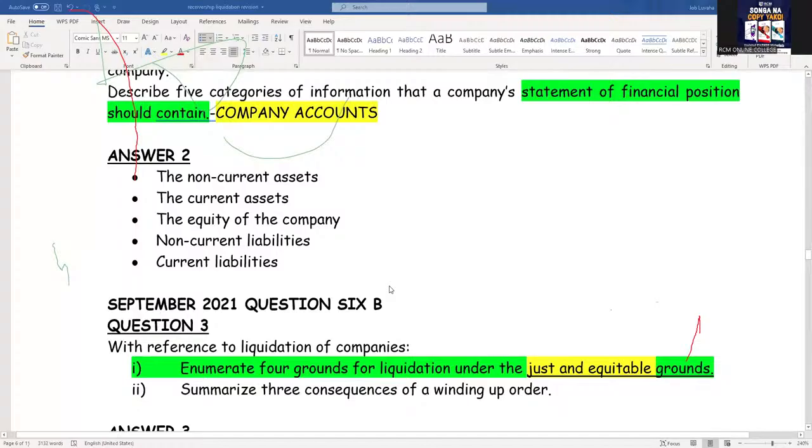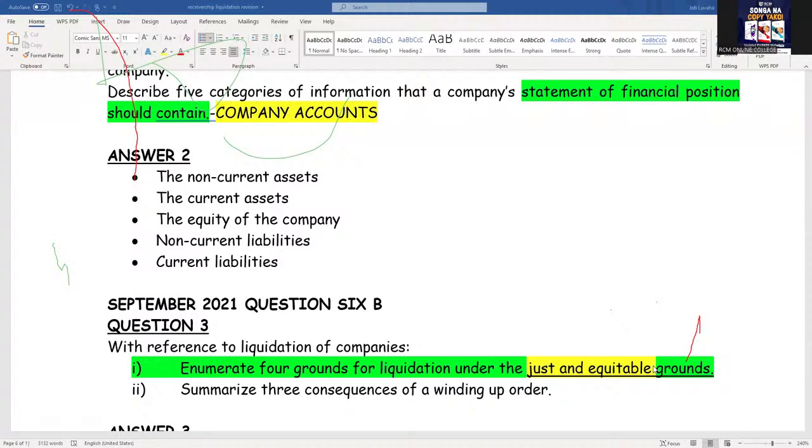So you can see, enumerate. This one is September 2021. Enumerate 4 grounds for liquidation under just and equitable grounds. Then summarize 3 consequences of a winding up order. The grounds for just and equitable, you've already looked at this one. It's just a repetition. You can see some of these questions end up being repeated. Then what are the consequences of a winding up order by the court? This one now you can try.